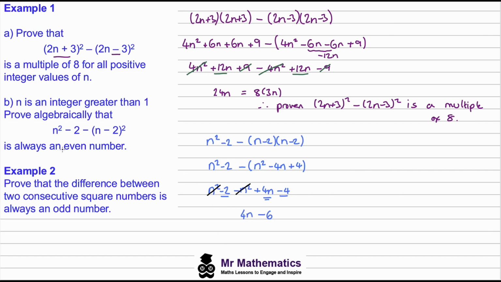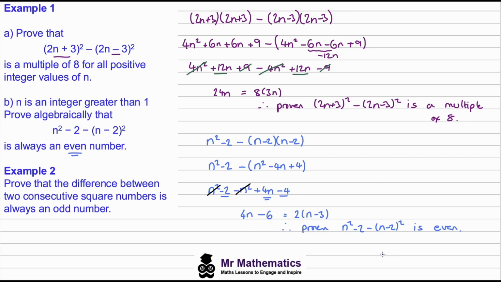And because we're asked to show it's an even number, we need to show it's a multiple of 2. Well, we can factor out a 2, and we'll get 2 lots of (2n minus 3). So our written statement would be, therefore, it is proven that n squared minus 2 minus (n minus 2) squared is even.